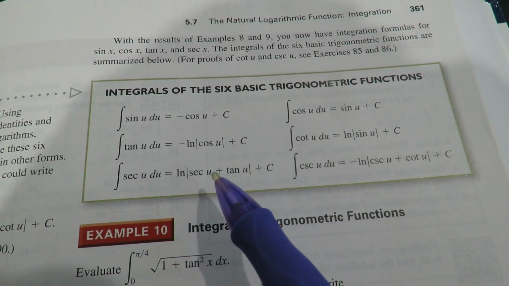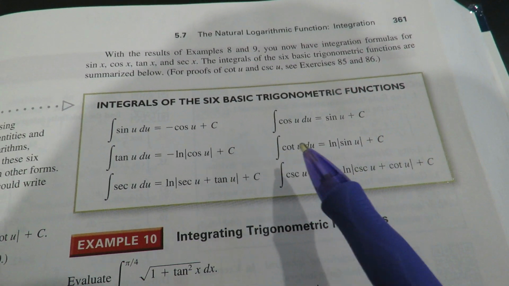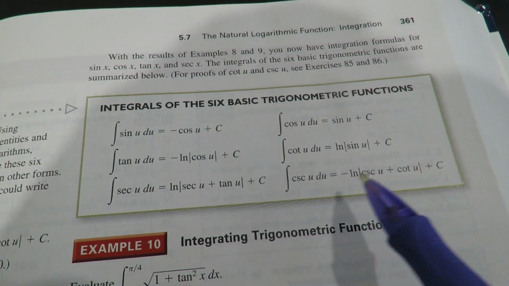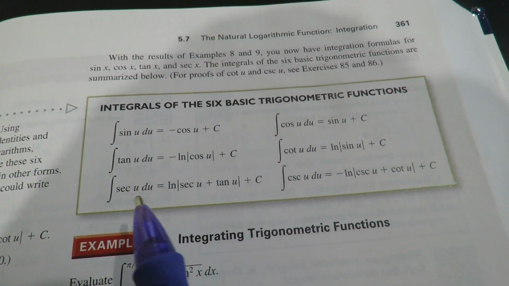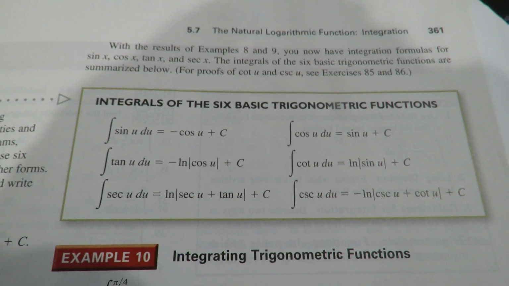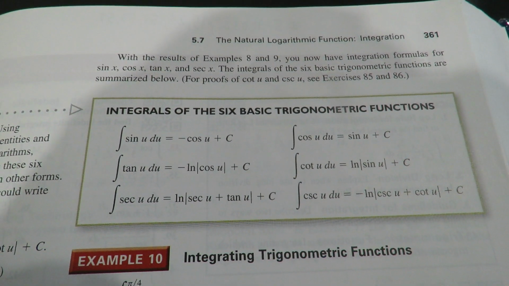Integral of just a single secant is this. What else would be new to you? Integral of a cotangent is this. Integral of cosecant is this. So these 4 on the bottom, you've never seen them before. So I'd like you to just take a look at them so you're exposed to it.